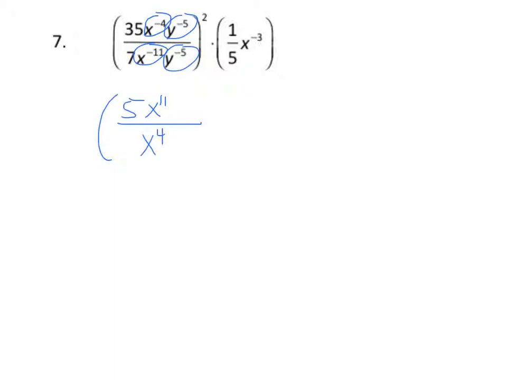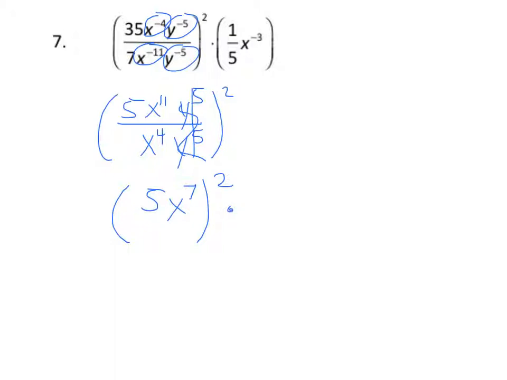Y to the negative 5 moves down and becomes y to the 5th, and then the other y to the negative 5 moves up and becomes y to the 5th. Anything over itself cancels out, so y to the 5th over y to the 5th cancels, and we can simplify the x's. So x to the 11th over x to the 4th, subtract the exponents, and we get 5x to the 7th, which is then raised to the second power.